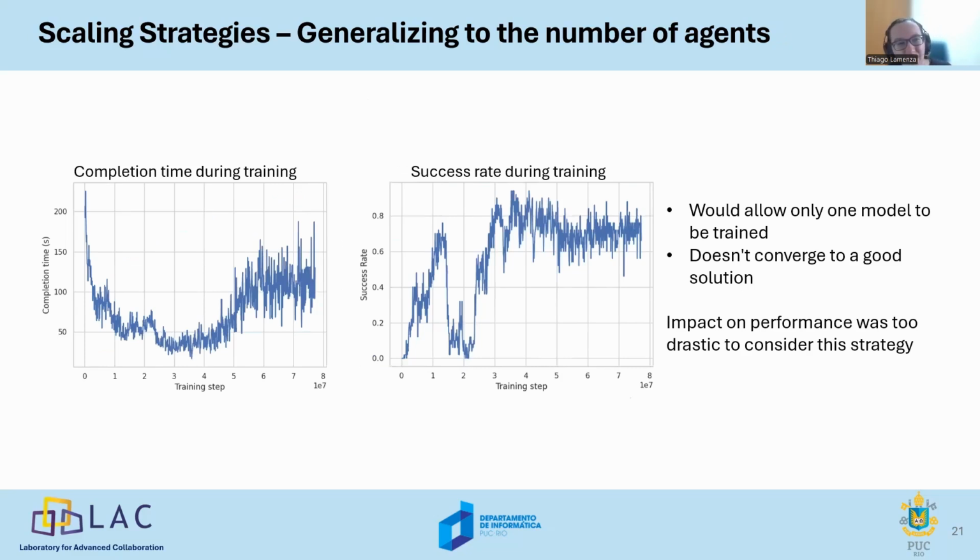The next one, we tried to generalize to the number of agents. And this is not so easy because of a single characteristic of the algorithm that we're using, which is the critic. If you remember, when we talked about the critic, it evaluates the agents' performance as a whole, like the entire group of agents.